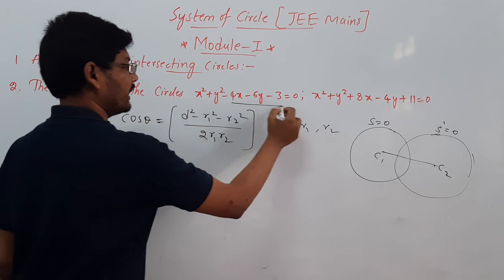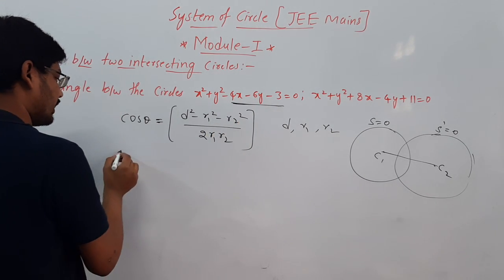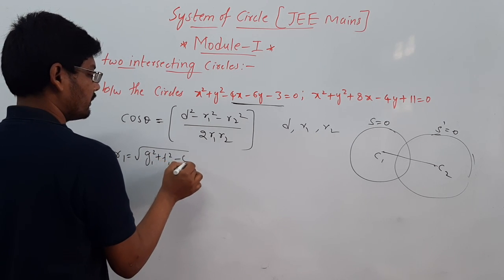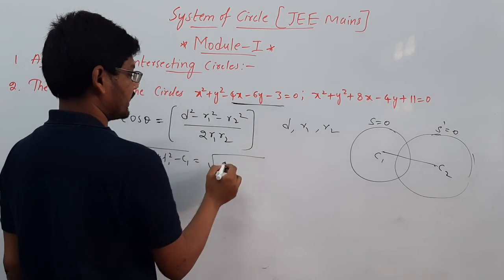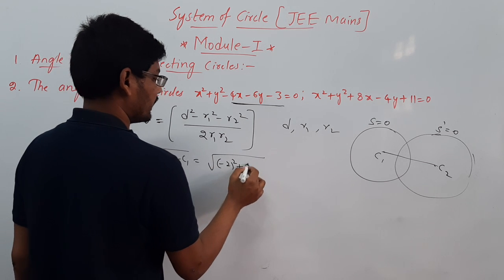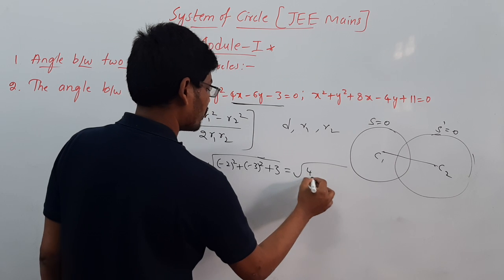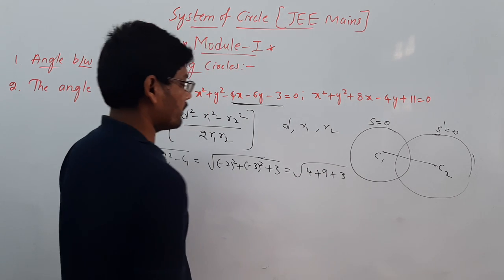To find r1 first, r1 is equal to the square root of g square plus f square minus c1, that is minus 2 whole square plus minus 3 whole square, minus into minus becomes plus 3, so that becomes 4 plus 9 plus 3. How much?